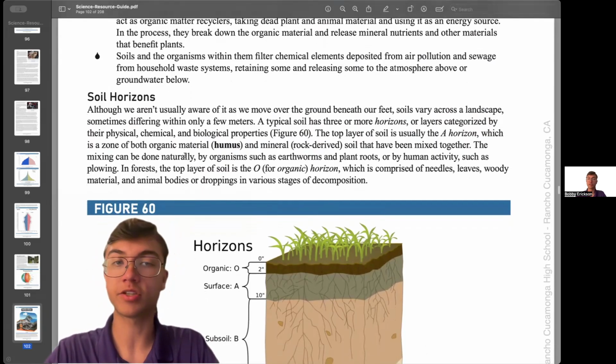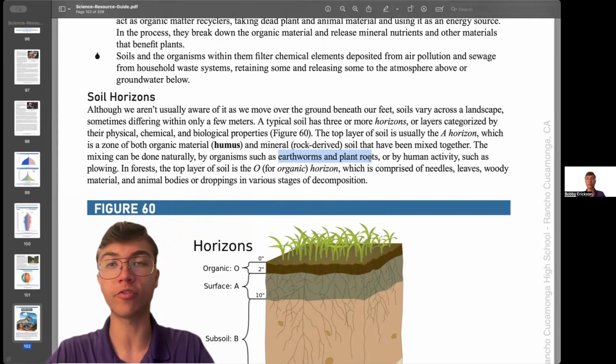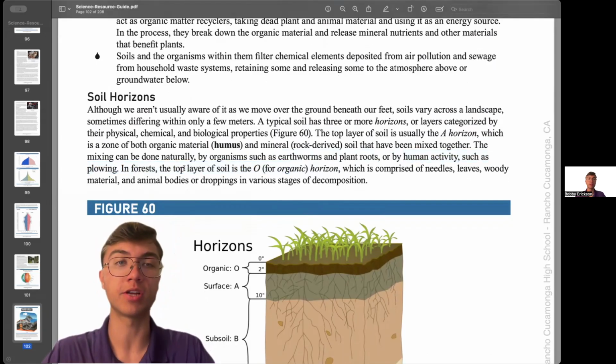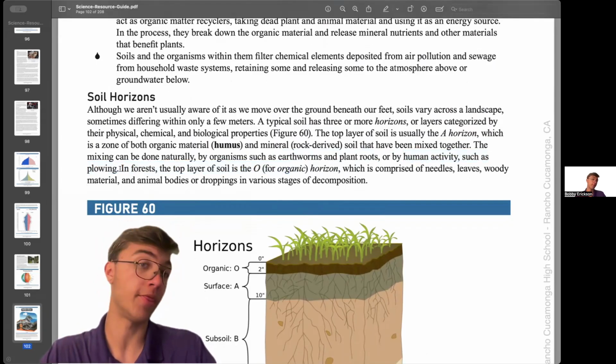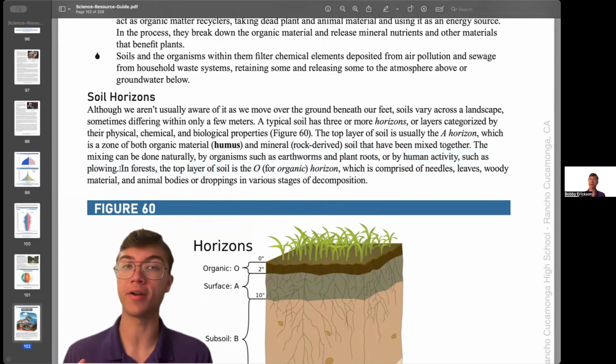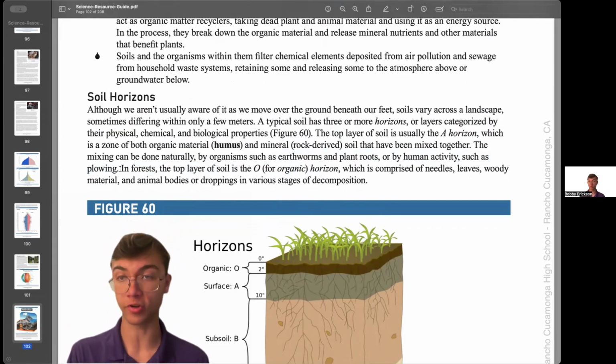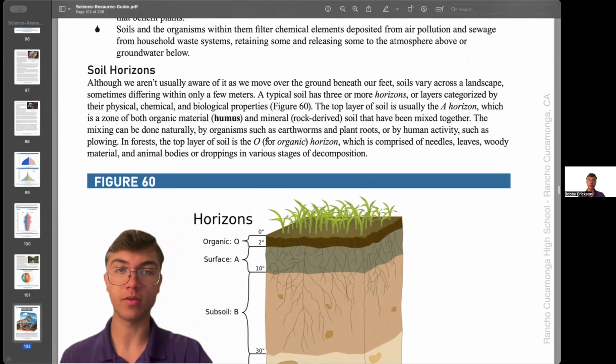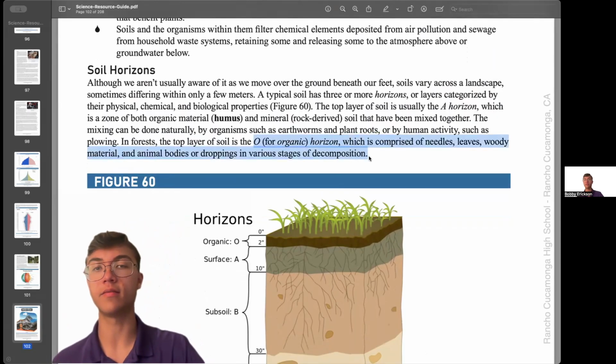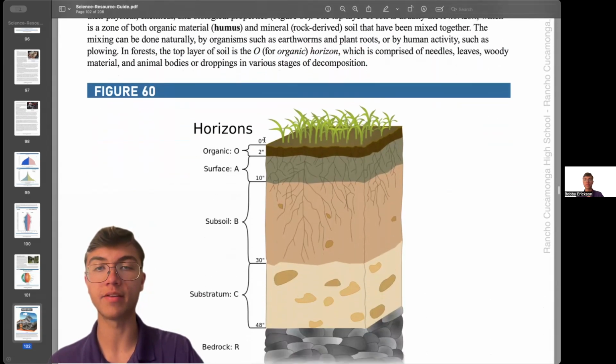And this can be done naturally or by human activity. Earthworms and plant roots usually do this mixing of humus and rock-derived soil. And then we also have human activity, which can plow fields. That's what they're doing: mixing together the mineral and organic material in order to make it suitable to grow things. Usually the O horizon is even more comprised of organic material.